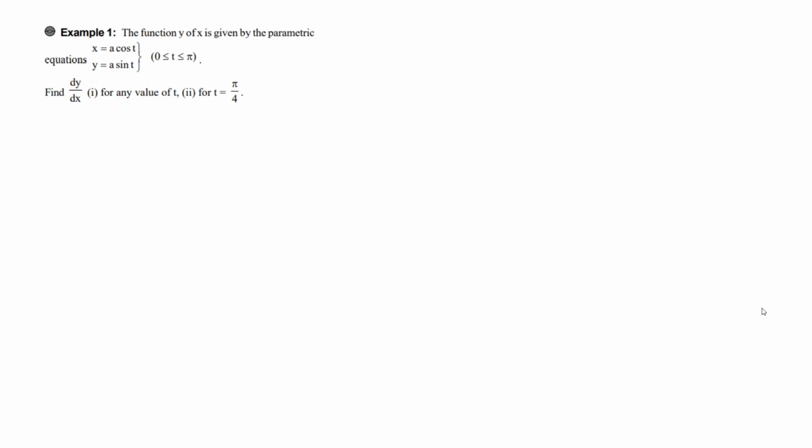So here we are given two functions, x and y. We first get the derivative of x. So dx is equal to negative a sine t dt. And then let's derive y. dy is equal to a cosine t dt. So we have dx over dt, which is equivalent to negative a sine t, and we have dy over dt, which is equivalent to a cosine t.